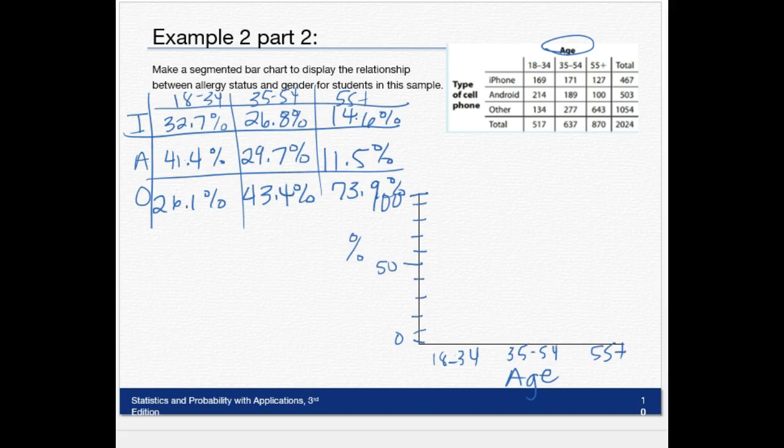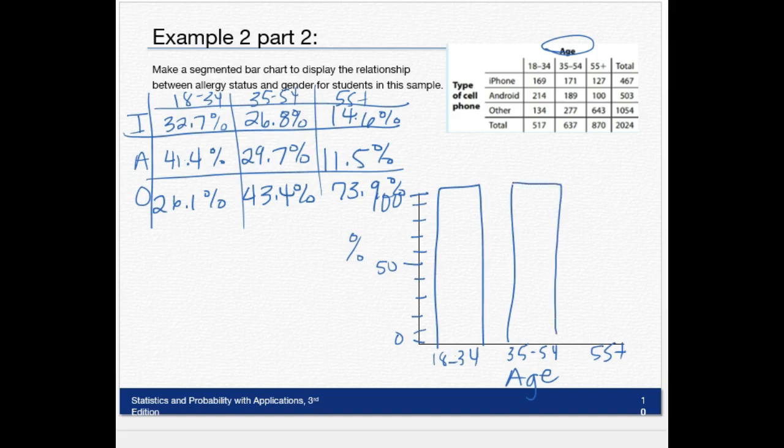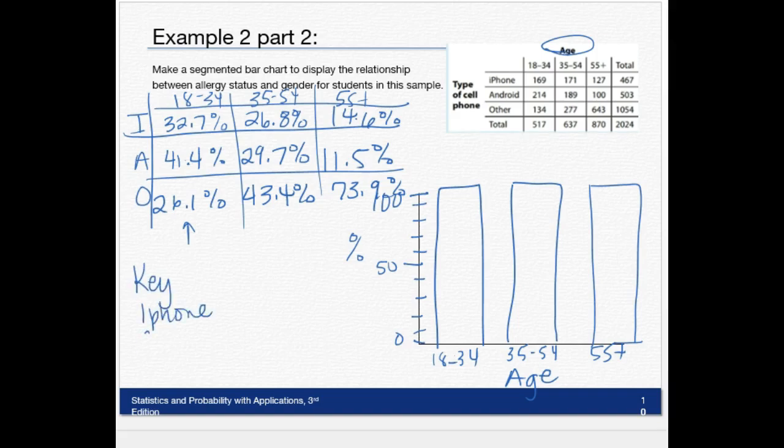Then the next thing I do is build my 100% bars, because each of these adds up to 100%. Sorry, it's a little crooked. You should use a straight edge when you're doing this, so it's nice and neat. Notice they all add up to 100%. For 18 through 34, I'm going to use these values right here. Now, I need to have a key, something to differentiate the iPhone, the Android, and the other pieces. Could you use colors? Sure. Could you just use patterns? That's fine too. It does not matter at all.